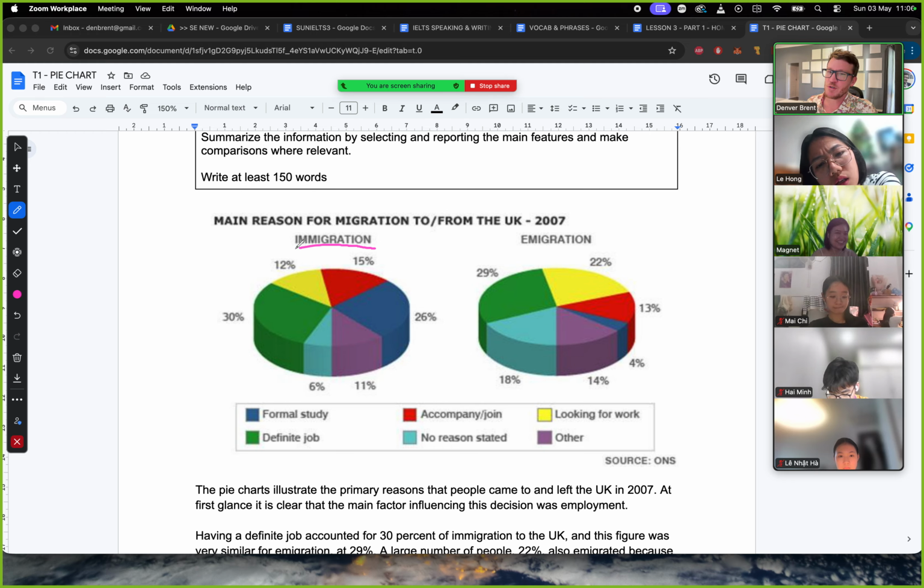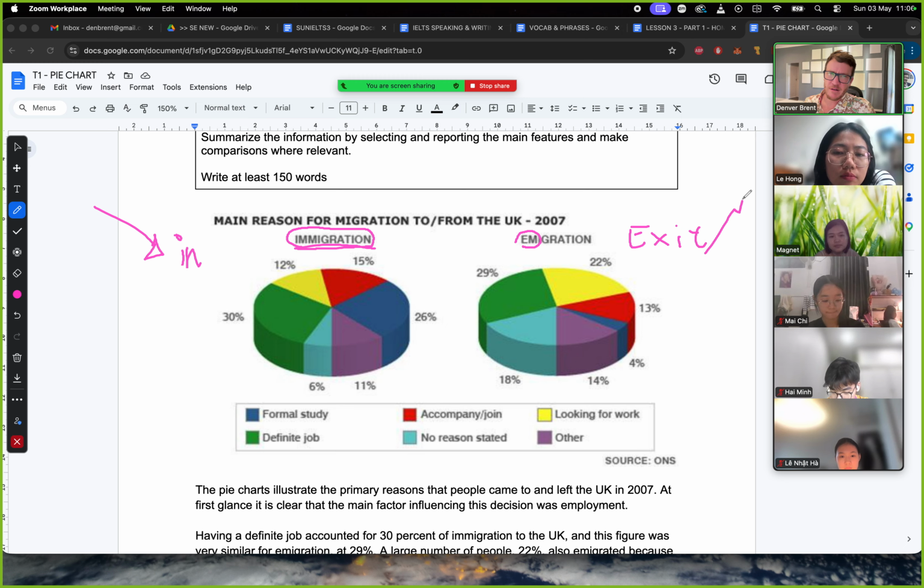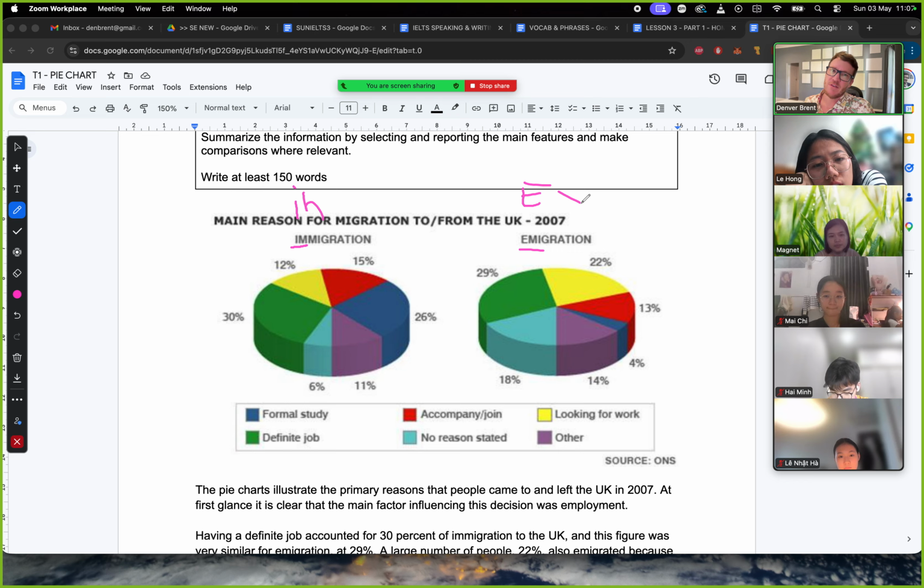Kind of, yes, but I want you to know these words too, because this is a topic that does come up quite a lot. It can come up in task 2 also, not in a pie chart, obviously. Wherever you see immigration, think of it as people coming into a country. Whenever you see emigration, think of it as exit, people leaving a country. That's how I kind of remember it. Im is in and Em is exit. Okay, you got that.